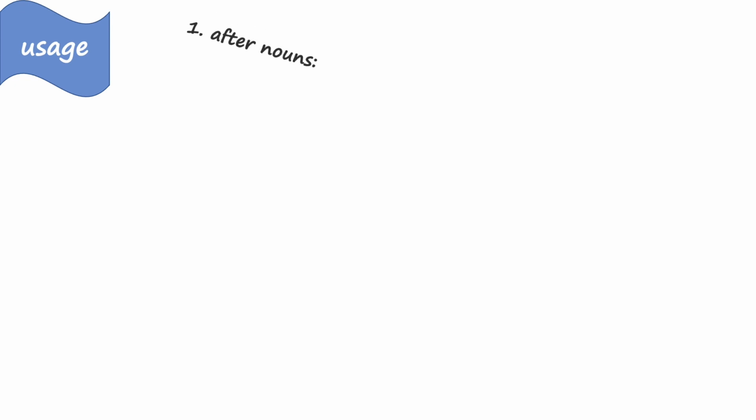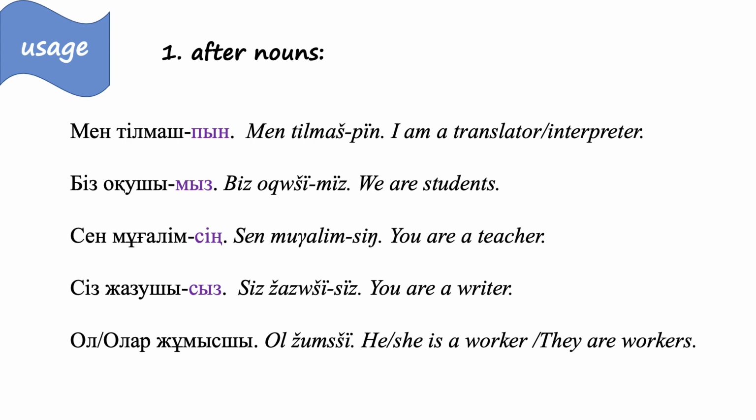The usage rules of the personal endings are summarized hereafter. Normally, they are used in nominal predicates functionally corresponding to English auxiliary verb to be. Firstly, they are used after nouns. Example, men tilmashpin. I'm a translator or interpreter. Biz o'quvchimiz. We are students.